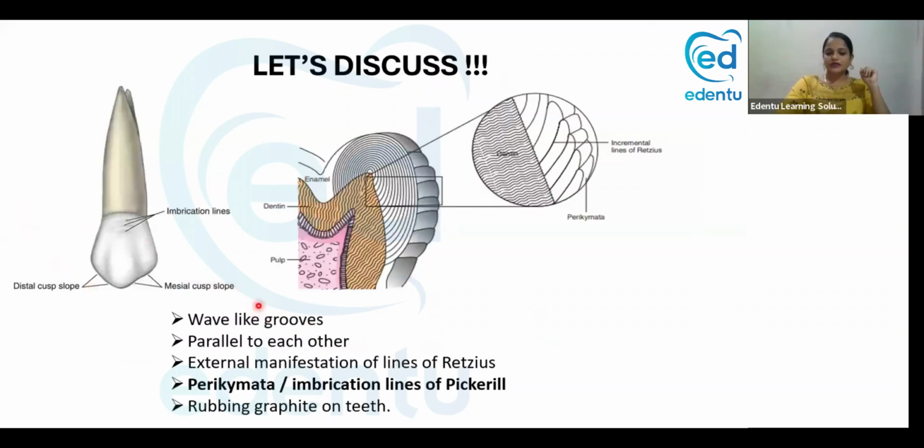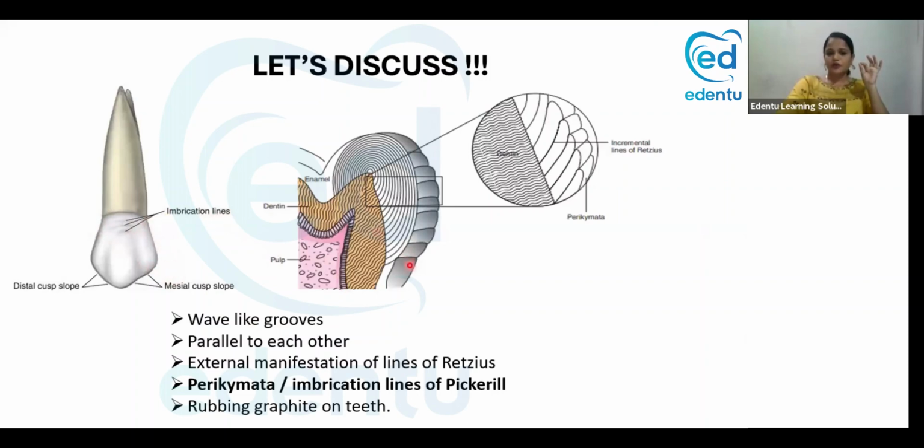Now, the last one is the imbrication lines. The imbrication lines are also called the perikymata. They are also called the imbrication lines of Pickerill. They are prominently seen in the canine region. If you feel the buccal surface of the canine, you can see some parallel wavy grooves present near the cervical region. They are called the imbrication lines of Pickerill, or the perikymata.